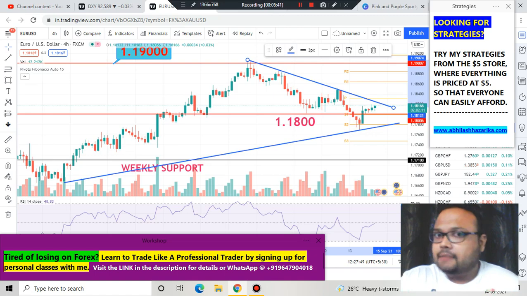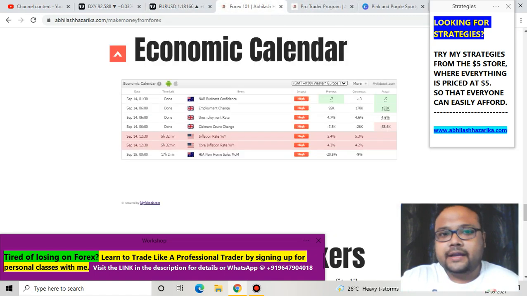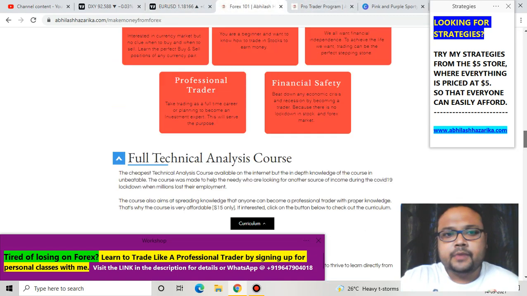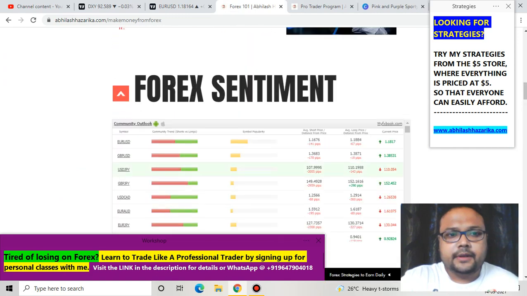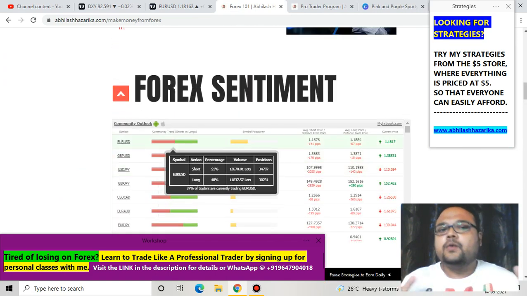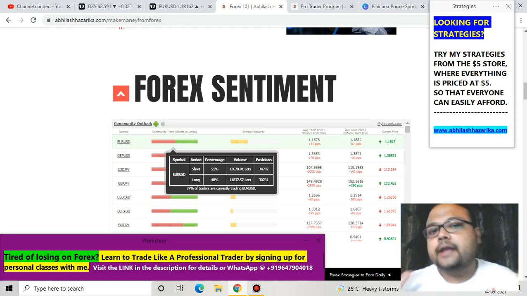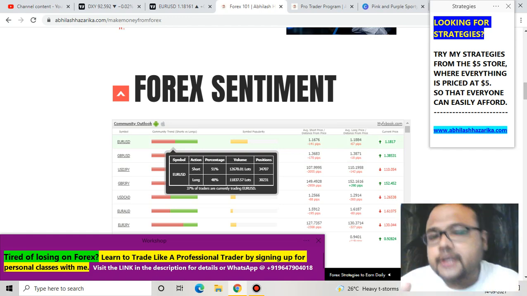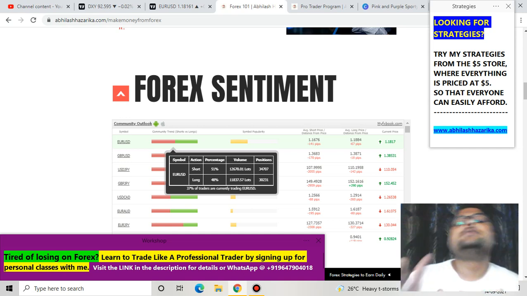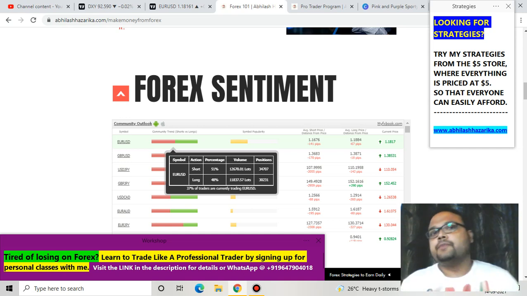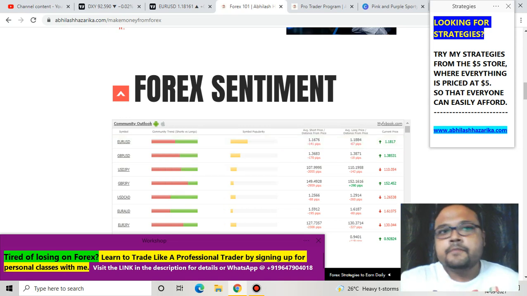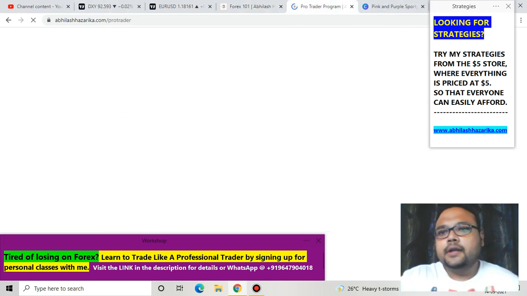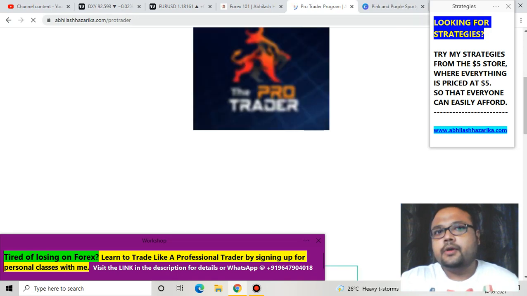Trade wisely. If you look at the forex sentiment meter here, you can see that 51% of retail traders have taken a short position and 48% of retail traders have taken a long position. So retail traders are also in a dilemma. They are also confused right now about which direction the market will move. From the sentiment of the retail traders as well, we do not have any clarity about the direction of the market.